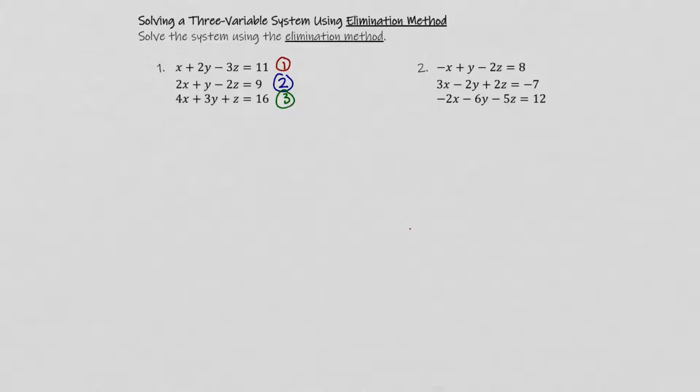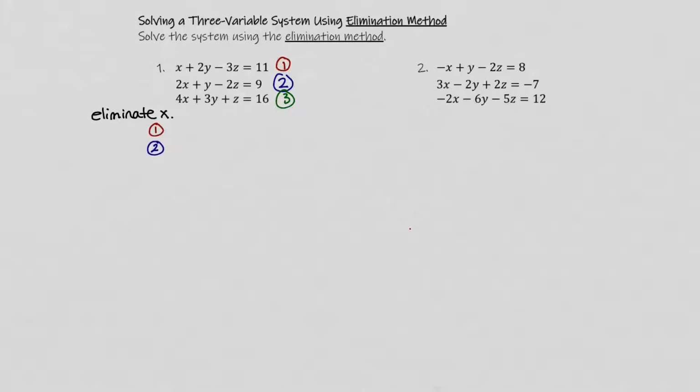So what I want to be able to do with elimination, just like solving 2 variables, is add 2 equations together and have a variable zero out. So I want to get rid of a variable. That's hence the eliminating, okay? And I'm just going to pick a variable. I'm going to start by eliminating x, okay? So I'm going to take the first 2 equations, equation 1 and equation 2.